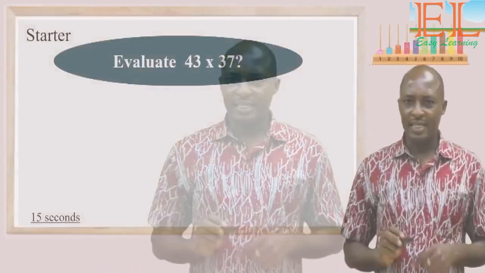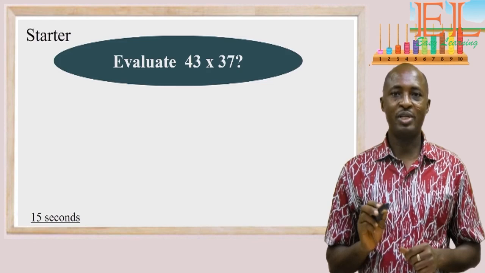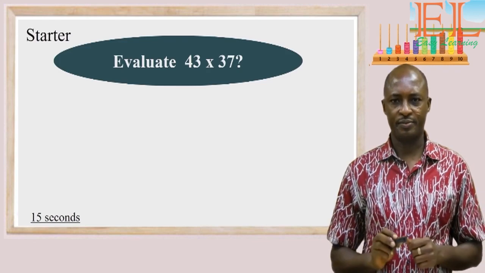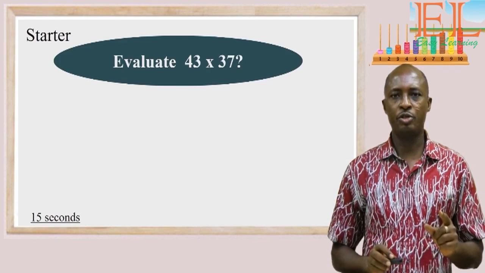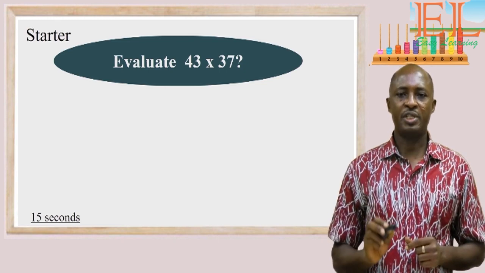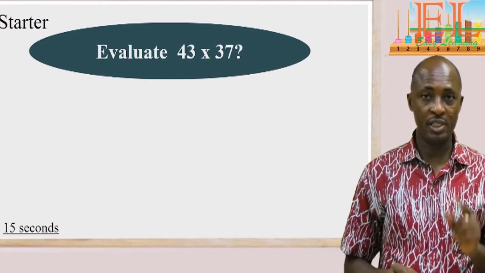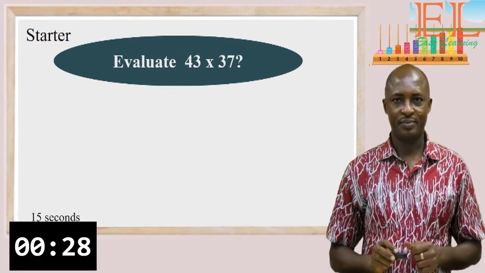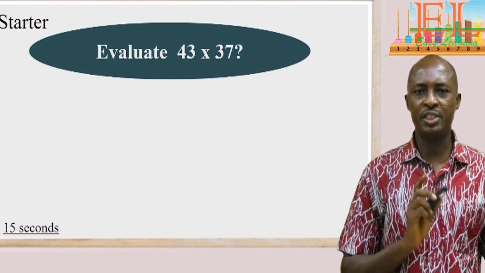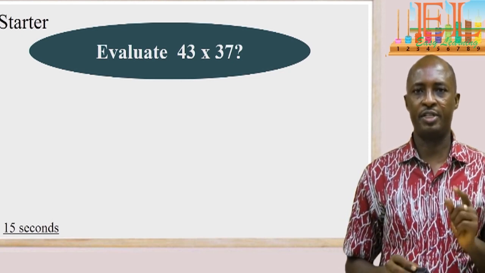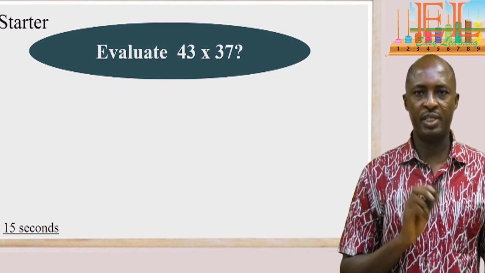As we did in our first lesson, we need to warm up our brains a little. I want you to evaluate 43 times 37 as quickly as possible within 10 seconds. Yes, I know you have used different methods to arrive at your answer, and I also know you beat the time.